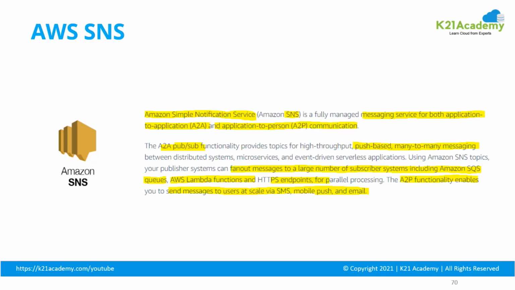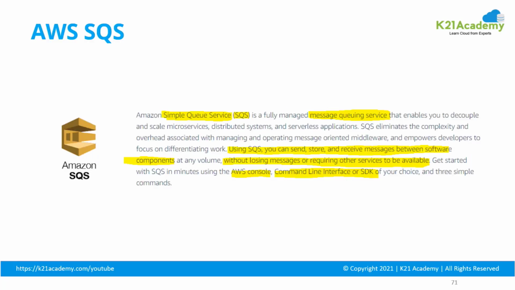So you can have multiple systems sending the message and multiple systems receiving the message as well. So that's Simple Notification Service that can also be used. For example, you have a Simple Notification Service topic that your publishers can send the data to, and then send it out to multiple subscribers. Those subscribers could be a simple SQS queue, an AWS Lambda function, or an HTTP message for parallel processing.